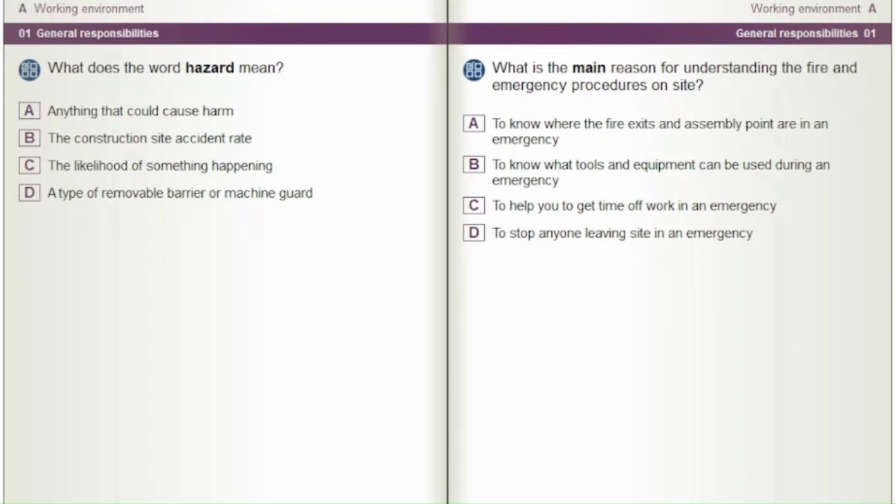What is the main reason for understanding the fire and emergency procedures on site? To know where the fire exits and assembly point are in an emergency. To know what tools and equipment can be used during an emergency. To help you to get time off work in an emergency. To stop anyone leaving site in an emergency.